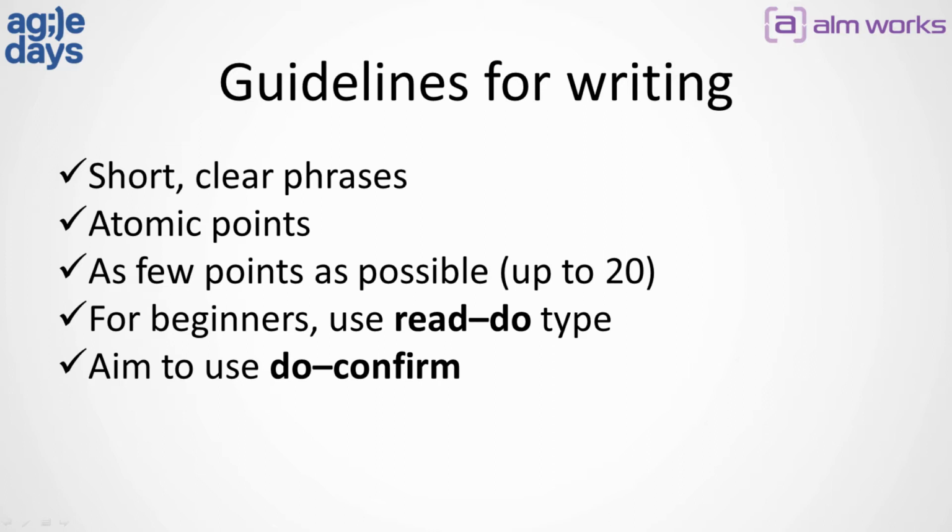If we're writing checklists for novices, we should use the read-do format, as this gives smaller step-by-step instructions to complete a larger task. But wherever possible, the do-confirm format is preferable. One of the reasons is that if we're doing the same thing repeatedly day in, day out, we begin to skip over the instructions because we're so familiar with them. In doing so, we become prone to eventually not reading anything at all, skipping items and making mistakes.